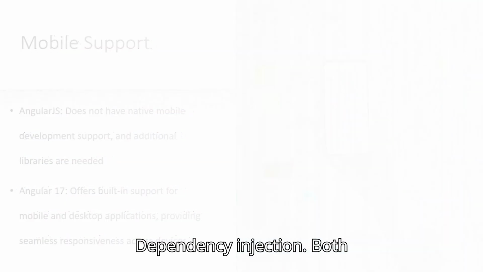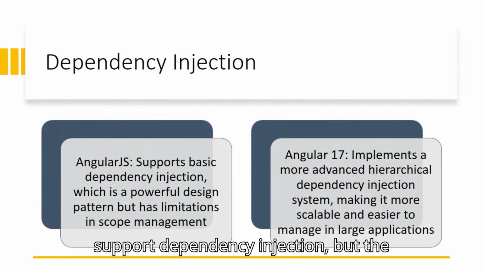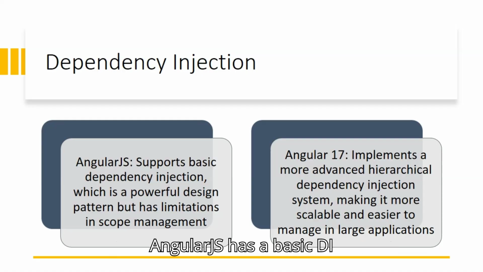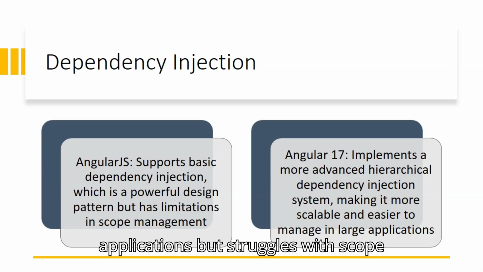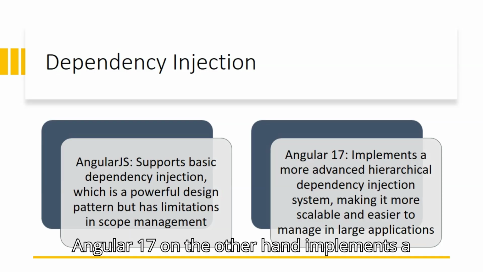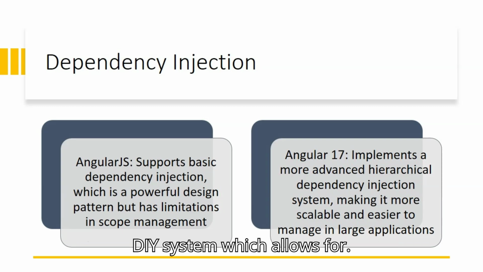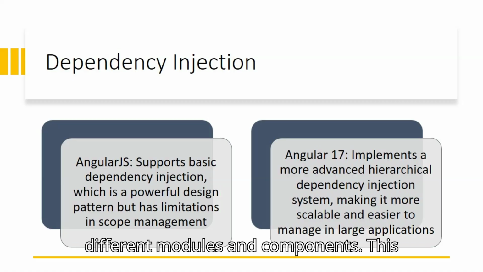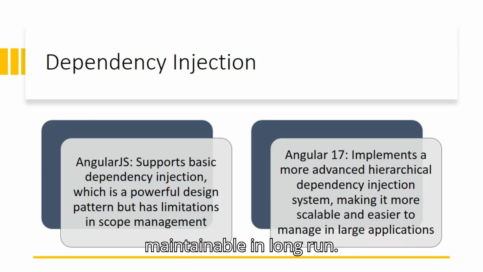Dependency injection. Both AngularJS and Angular 17 support dependency injection, but the way they implement it is quite different. AngularJS has a basic DI system that works well for smaller applications but struggles with scope management in large scale projects. Angular 17, on the other hand, implements a more advanced and flexible hierarchical DI system which allows for better management of dependencies across different modules and components. This makes the application more scalable and maintainable in the long run.